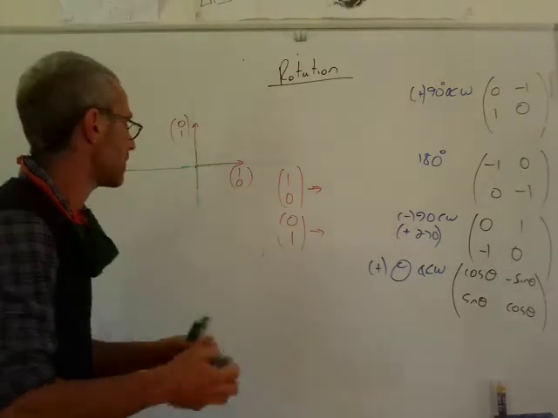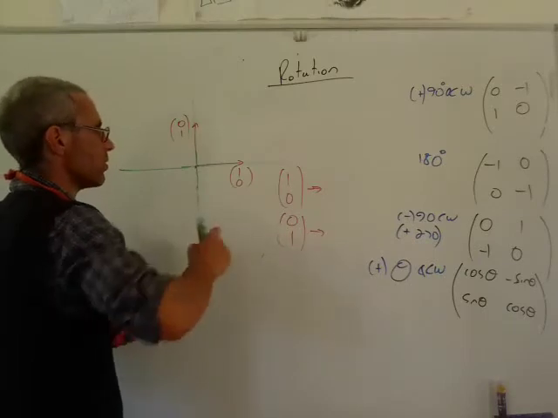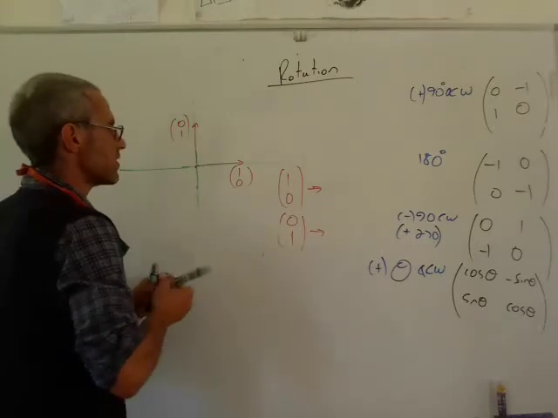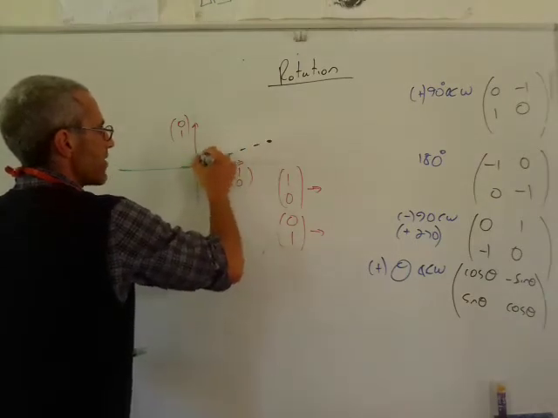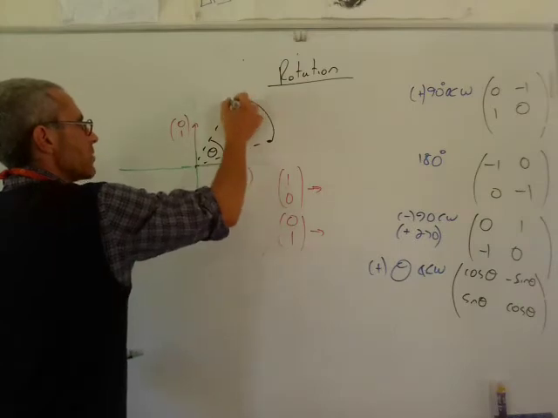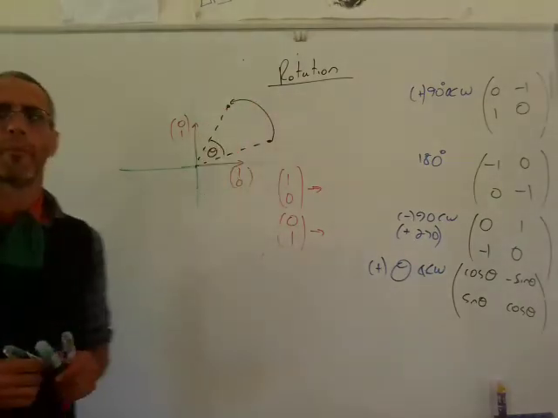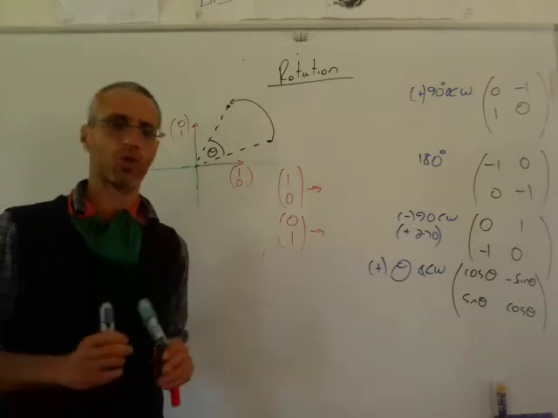So let's say I want to take a point here, and I want to rotate it by theta degrees. So this is theta. From here, I want to move to there. What matrix am I going to use? It's actually not difficult to show, but I'm not going to show it here.